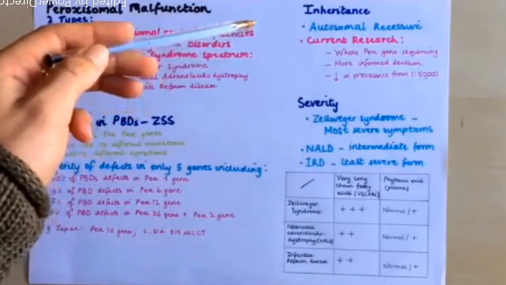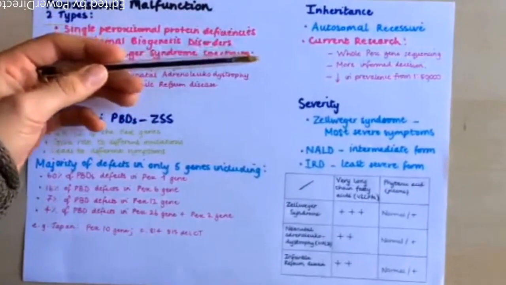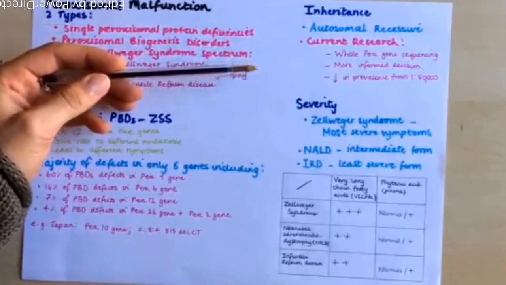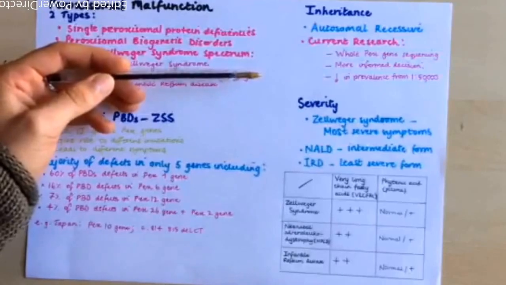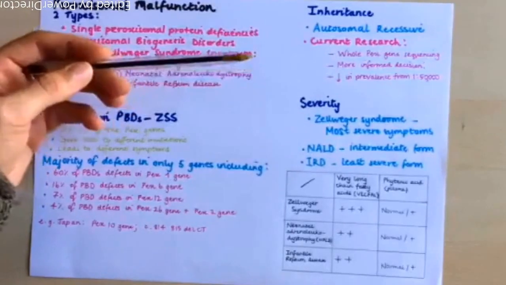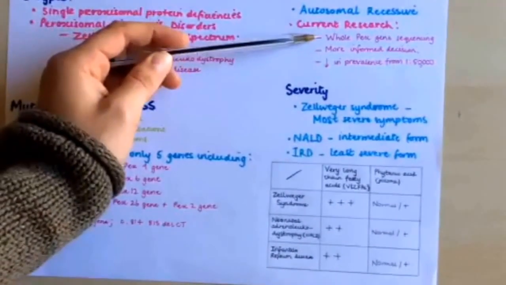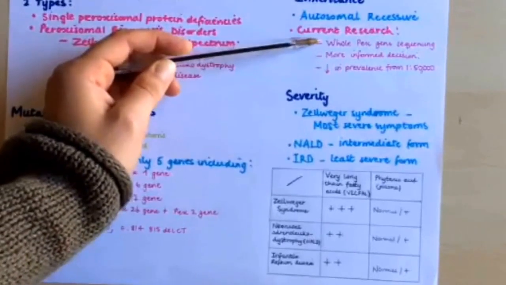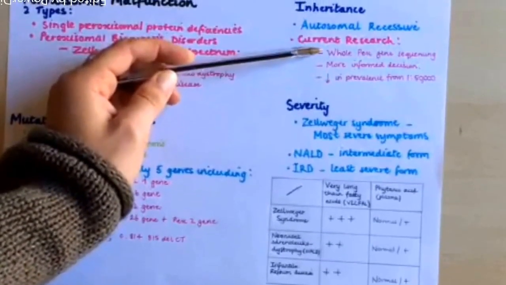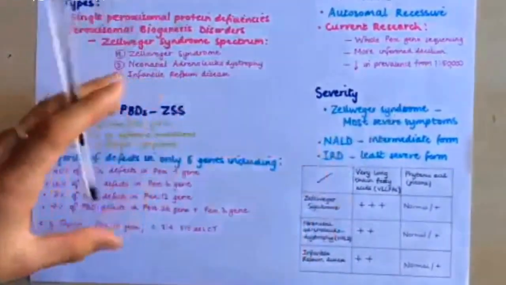Current research is trying to underpin cheaper and faster ways of testing patients and couples trying for a baby, which would allow couples to make a more informed decision about having a child. These tests would be able to sequence the whole PEX gene sequence of the individual and would ultimately provide couples with a greater understanding of how their genes could affect their offspring. This could also help reduce the prevalence, which is currently at 1 in 50,000 people.